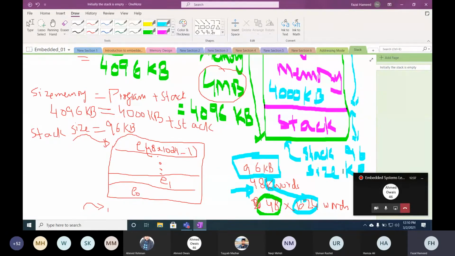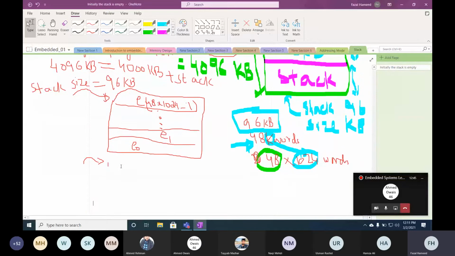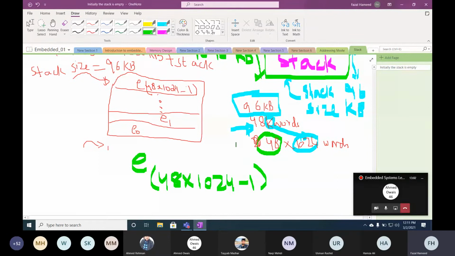If you look at a stack, this is our stack now. E0 may be the first element, E1 is the second element. What should be the last element? The last element will be E of 48 multiplied by 1024 minus 1. Remember that we start the index from 0. Here what is the index now? E0. Okay? When will the stack be empty?